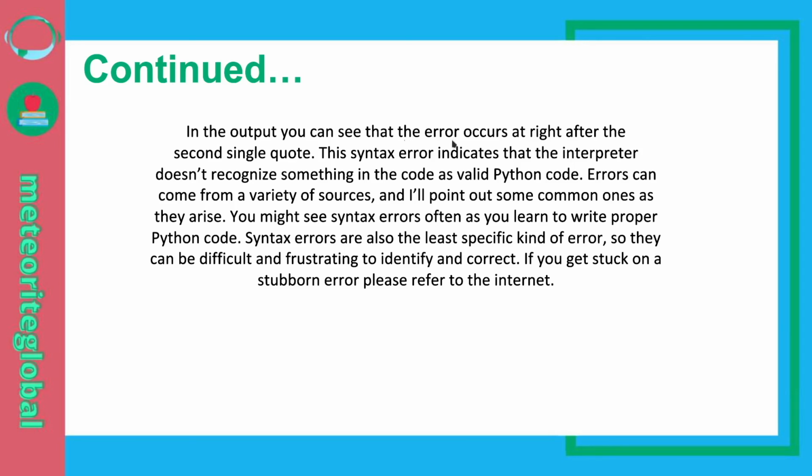In the output you can see the error occurs right after the second single quote. This indicates that the interpreter does not recognize something as valid Python code. That's true, because after the first quote, this was what Python was recognizing. After that was gibberish. Python was like, I don't know what that is. So it got stuck. It was like, here's where I got stuck, please help. It's your code, you've written it wrong, please correct it. That's what Python is telling you right about here.